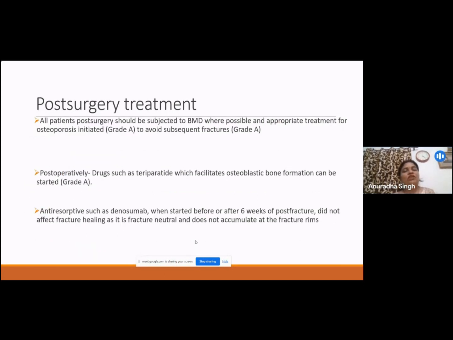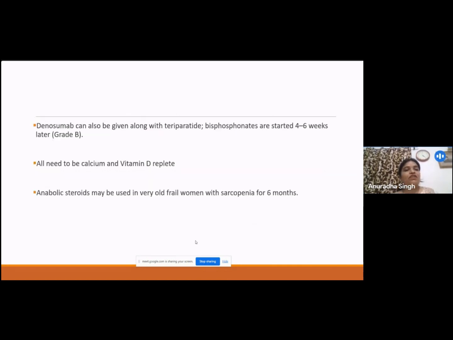But the important thing for us to note is that post-surgery patients may come to us, and they should be subjected to BMD wherever possible, and appropriate treatment for osteoporosis should be initiated to avoid subsequent fracture even if they have undergone a surgery. So anti-resorptive treatment like denosumab can be started after 6 weeks post fracture and is found not to affect fracture healing. Again, I emphasize that all these patients who are post surgery also need to be calcium and vitamin D replete. Anabolic steroids may be used in very old frail women who have sarcopenia, for 6 months.